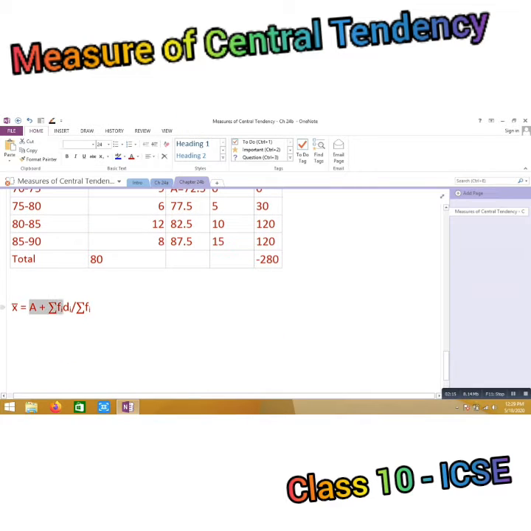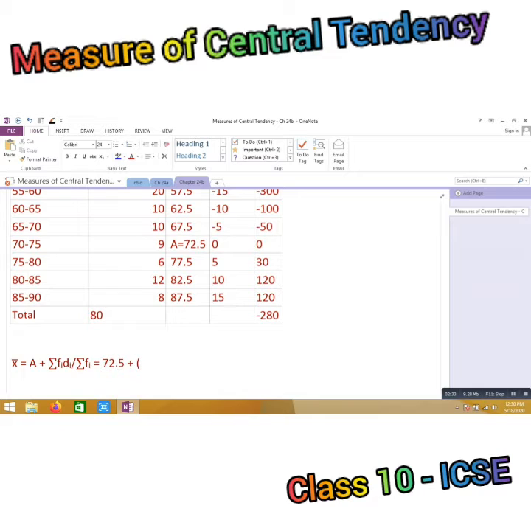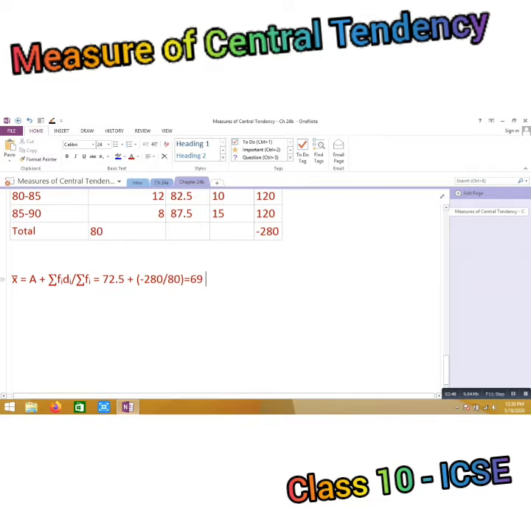Here the formula for the mean is a bit different. So now by substituting the value of A, that we know is 72.5, the assumed mean, we get 72.5 plus minus 280 divided by 80. That gives us a mean of 69 again, the same by two different methods for question 2, the mean by direct and shortcut method.